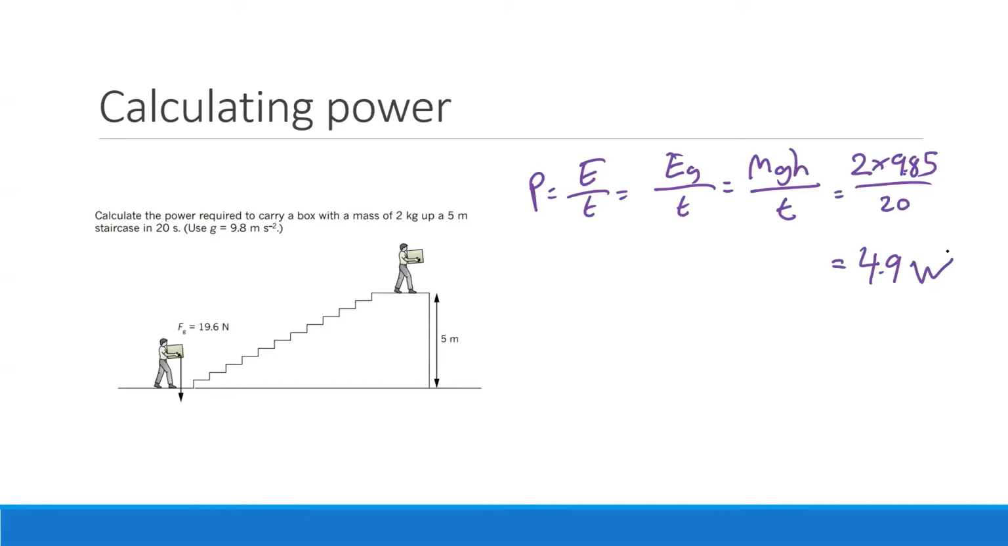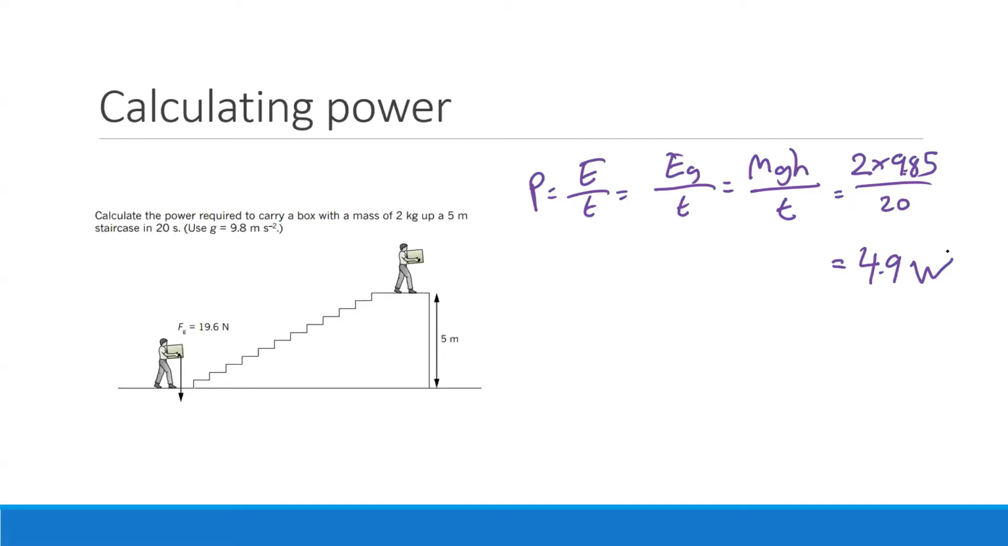Now, of course, if they were sprinting up the staircase and doing it in 10 seconds, that would be 9.8 watts. If the box weighed 20 kilos, then it would be more like 490 watts. I'm a bit lost. Maybe it would just be 49 watts. I think it would be 10 times larger because the mass is 10 times more. But that's how much power needs to go into doing that amount of work in that amount of time.